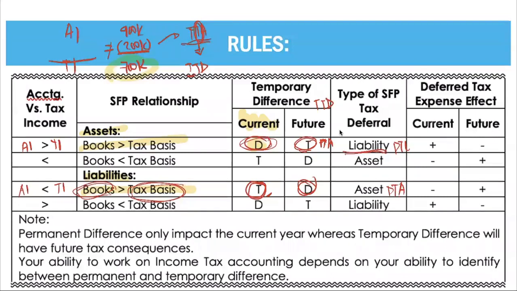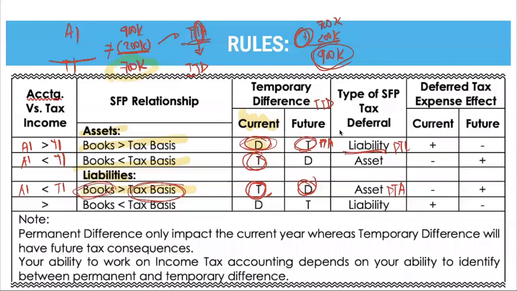Let's look into your books. It's lesser than your tax basis. For your asset, your accounting income is lesser than your taxable income. Let's say your accounting income is 700,000, your taxable income is 900,000. To equalize them, what will you do? You need to get 900,000, so you need to add 200,000. So what did you do in the current year? You add. So you tax it in the current year.